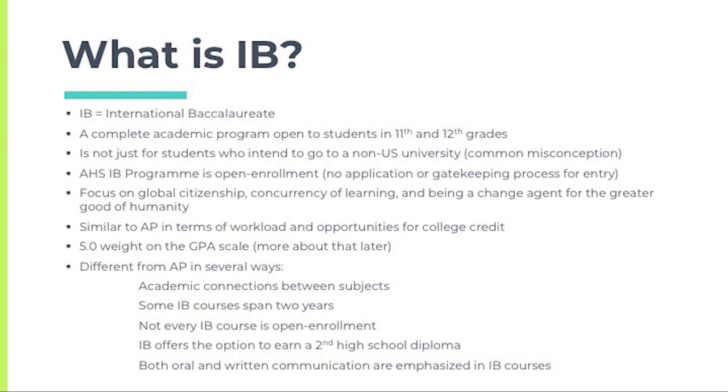Some IB courses take 2 years to finish. Currently, we don't have any AP course that takes 2 years to finish. Not every IB course is open enrollment. While we do have a program philosophy that's open enrollment, we have some IB courses that are closed off to full diploma candidates. IB offers you the option to earn a second high school diploma on top of your Allen High School diploma.